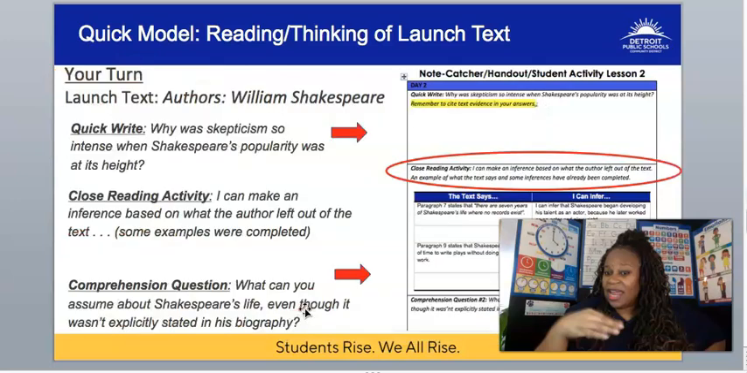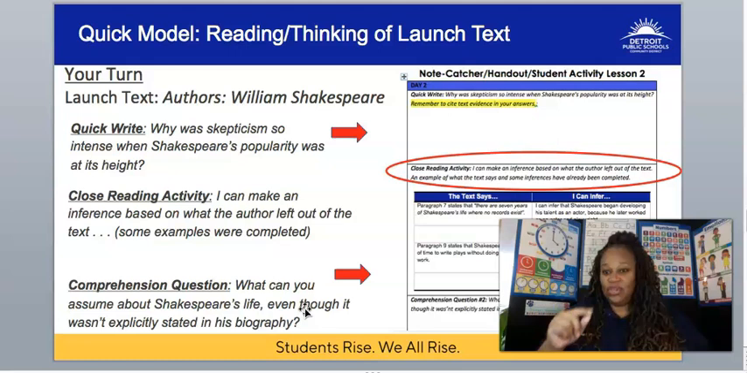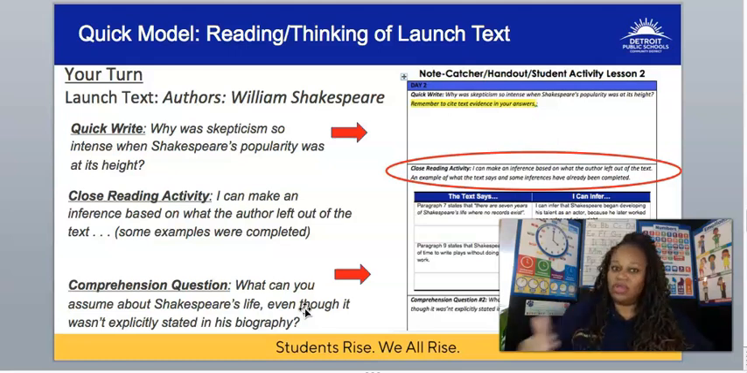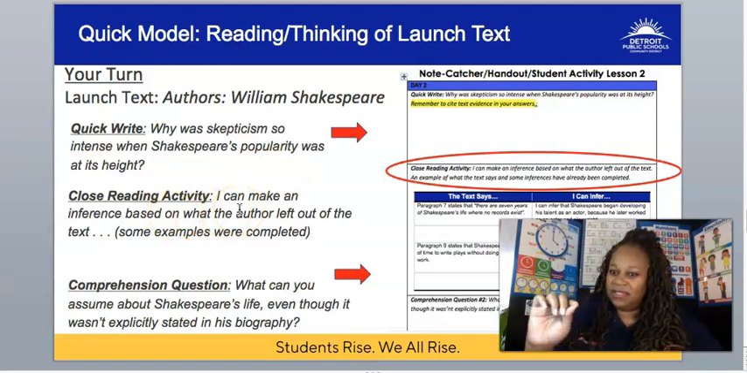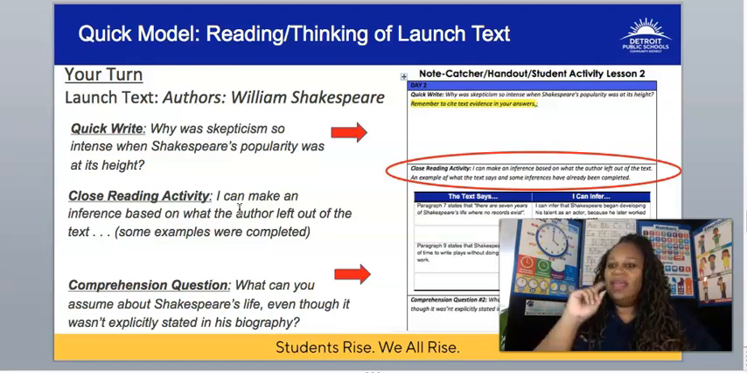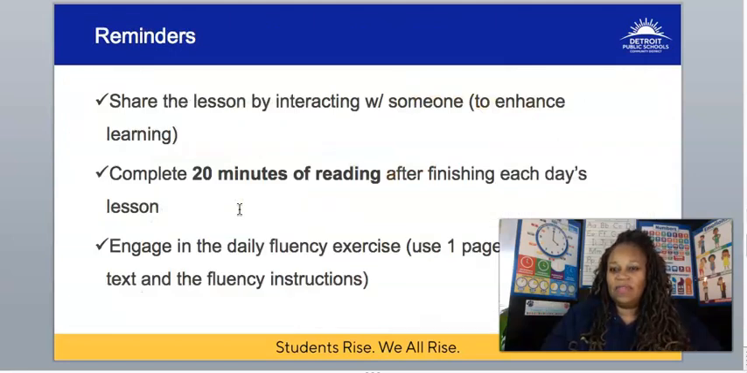Now, your turn. As you engage in this activity today, you go ahead and draw your own conclusion to answer this question. Why was skepticism so intense when Shakespeare's popularity was at its height? Then, complete the close reading activity by filling in the inferences or what the text says in the graphic organizer. The only question I want you to answer today: what can you assume about Shakespeare's life, even though it wasn't explicitly stated in his biography? So for that comprehension question, choose something that you are assuming. It's not in the bio.